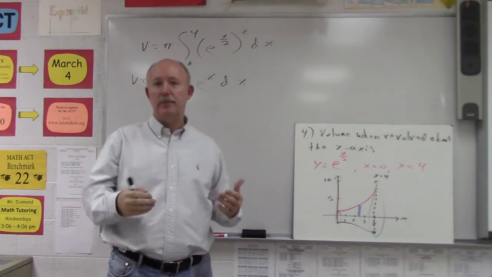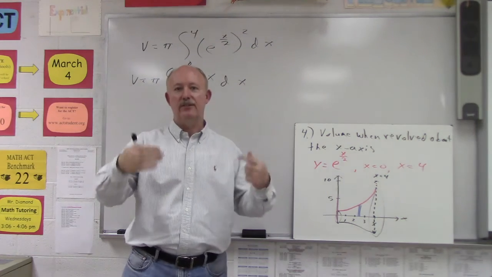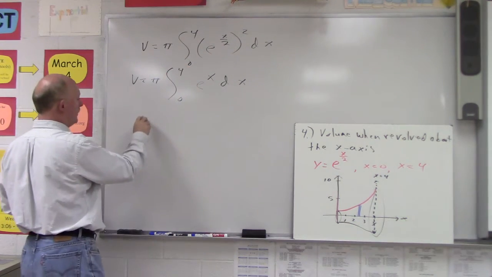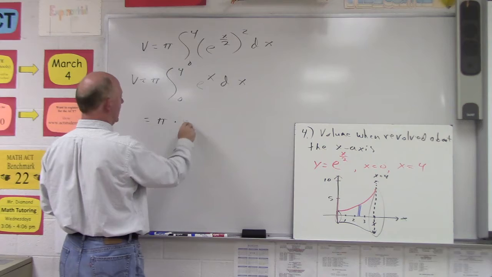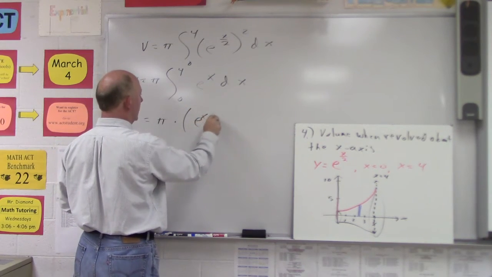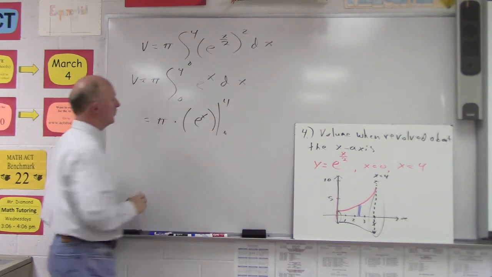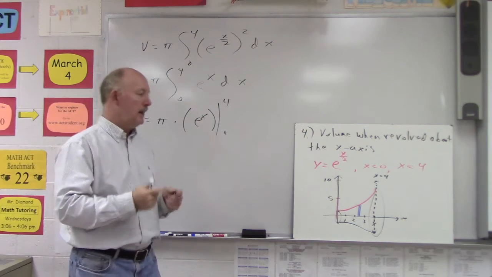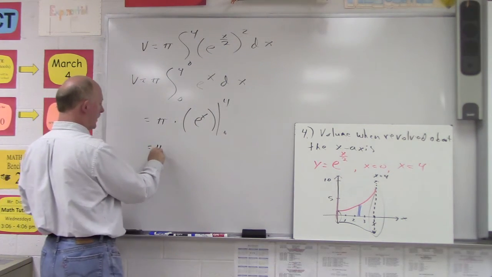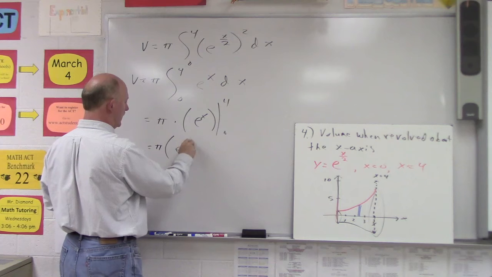We don't even have to use substitution. The antiderivative of e to the x is itself. So the antiderivative here would be pi times e to the x from 0 to 4. Substituting the upper bound minus the lower bound now becomes pi times e to the 4th power.